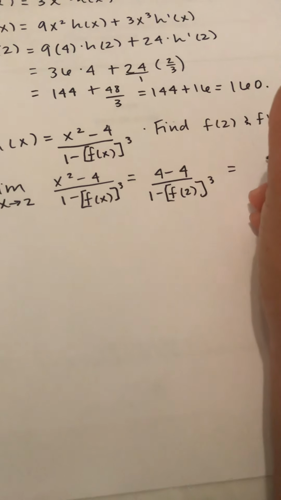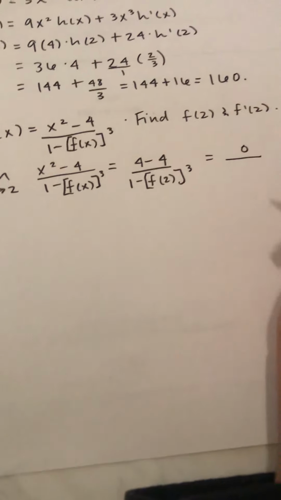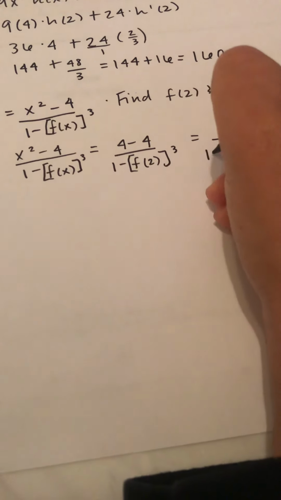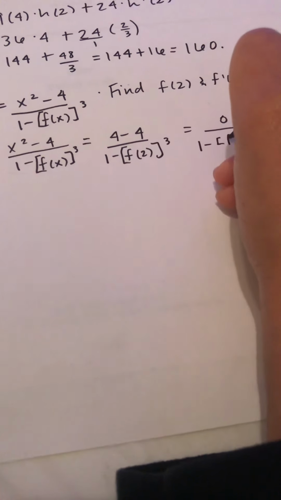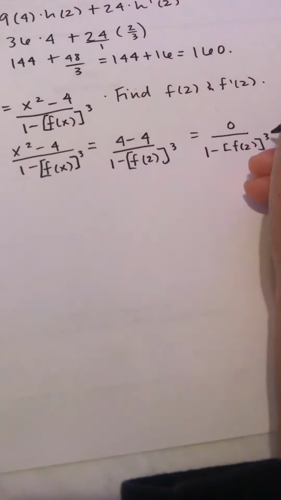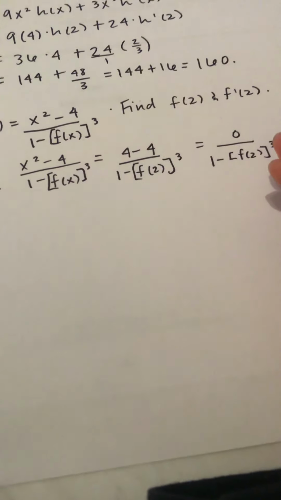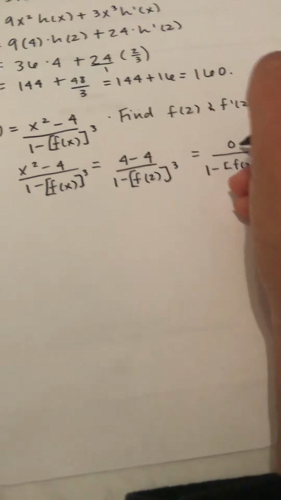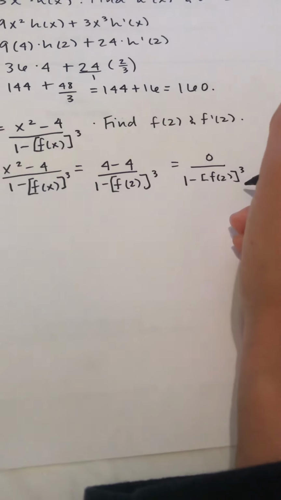So 4 minus 4 is 0, so awesome. My denominator has to also be 0, because this is L'Hopital's rule. So since I already have 0 on my numerator, I'm just going to focus on the denominator.